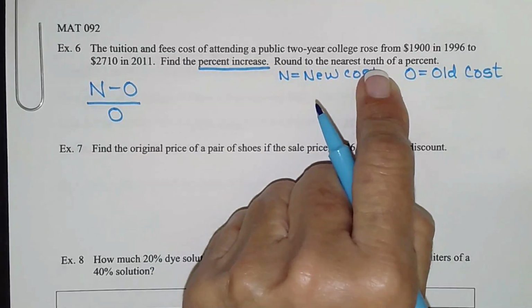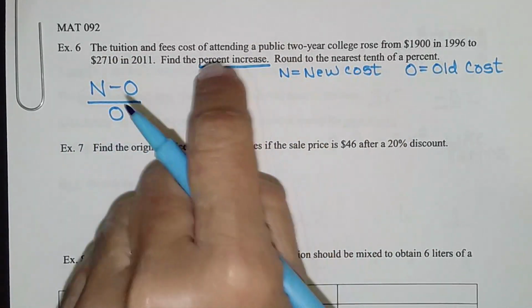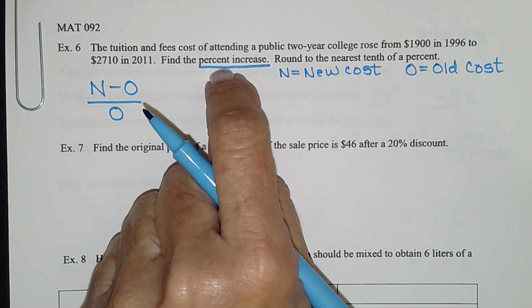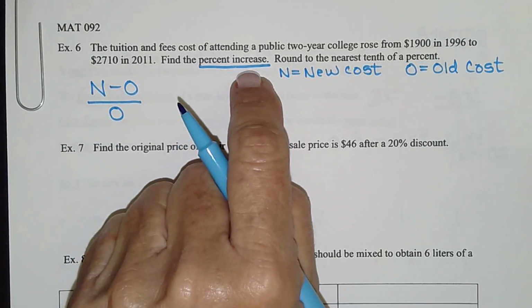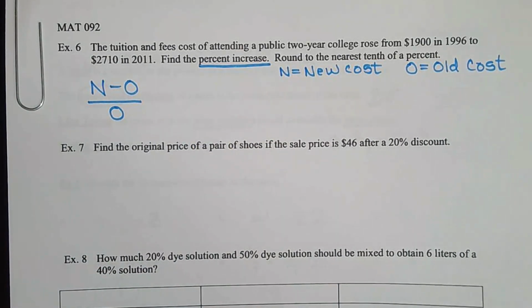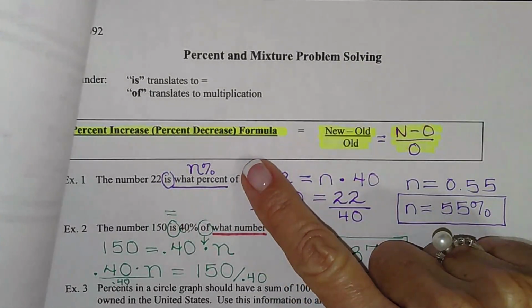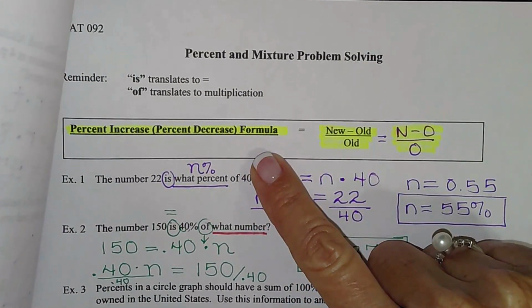So let's see what it says here. And I didn't even read the beginning. The minute I saw those 2 words, boom, I knew to write that. So, find the percent increase or find the percent decrease. And that was from the formula we highlighted on the last page.